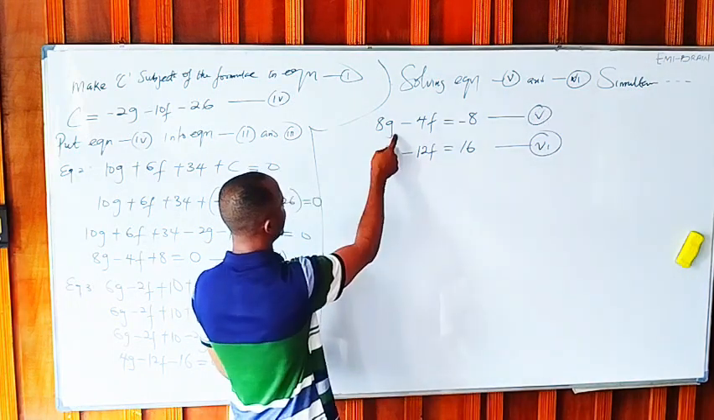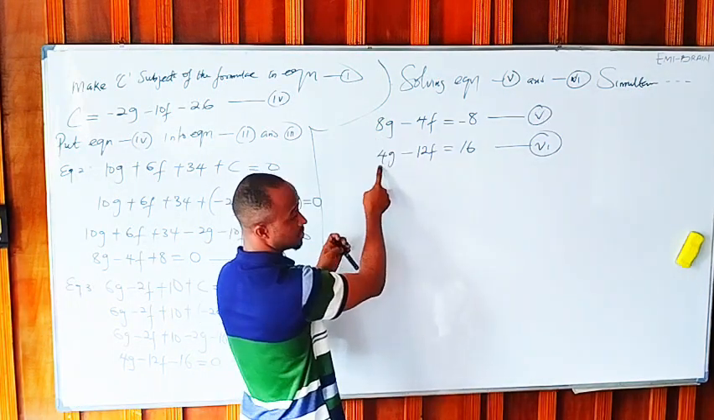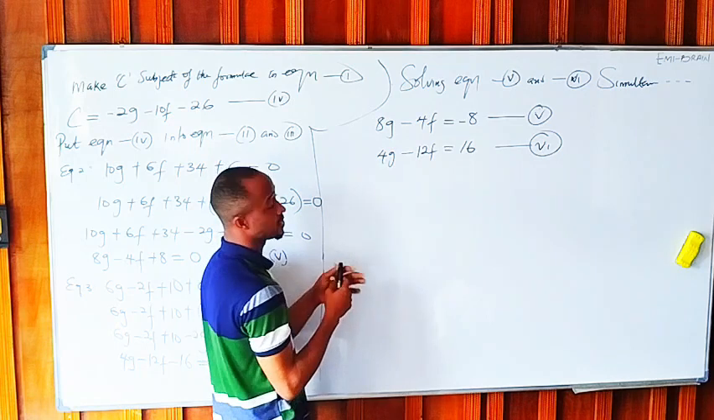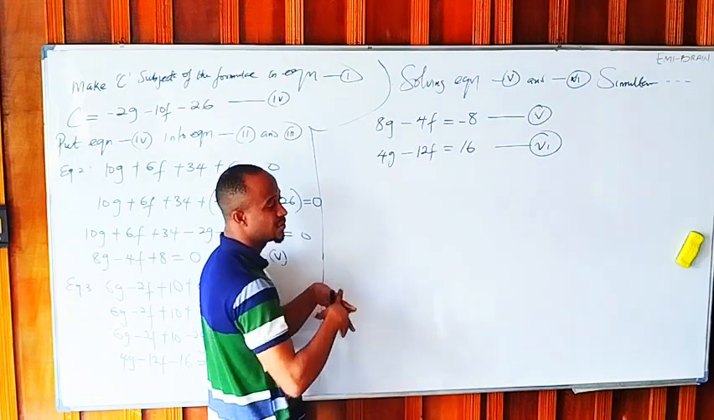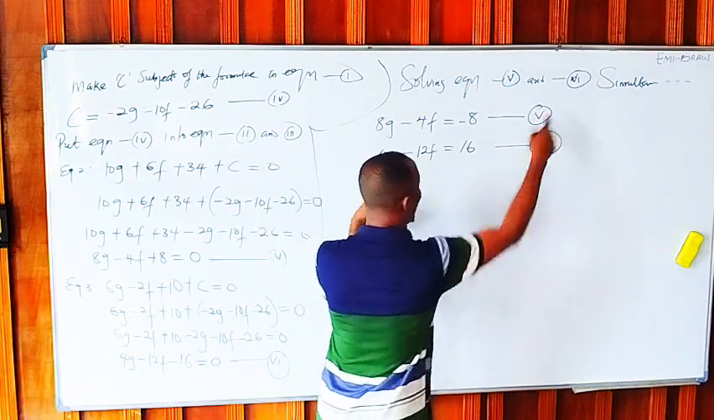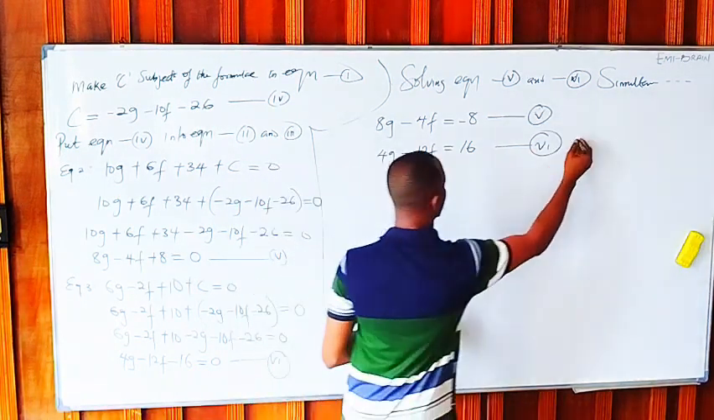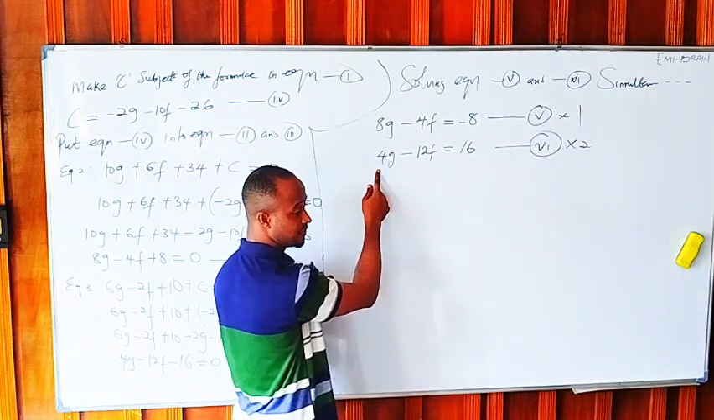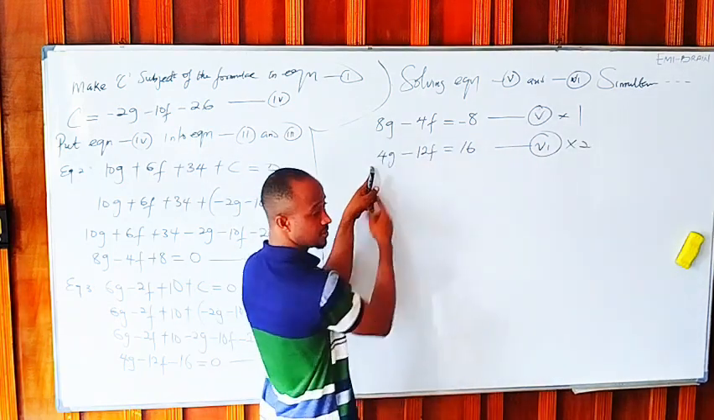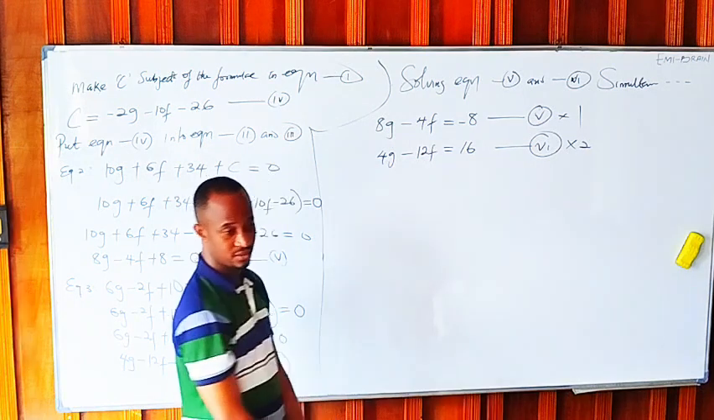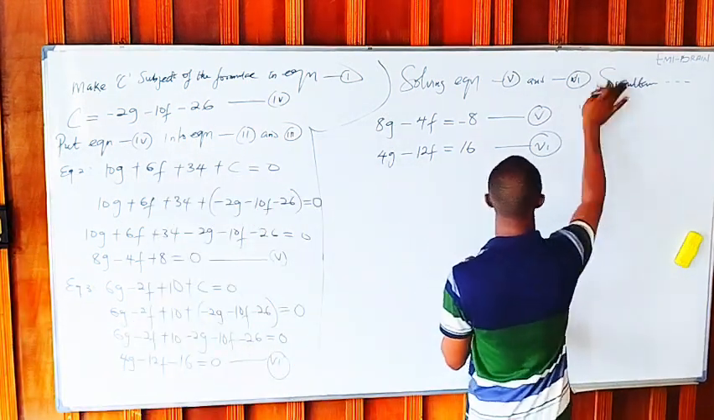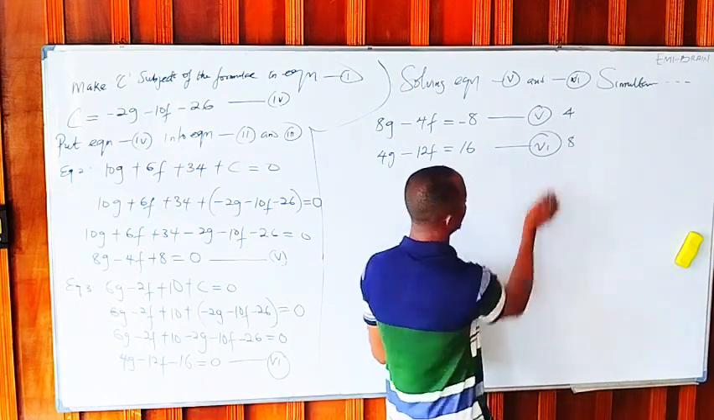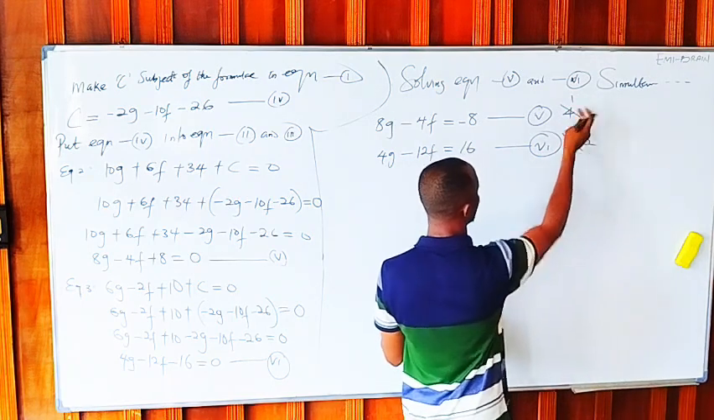What is the coefficient of g here? 8. And here is what? I'll look for a means to make them have the same coefficient by multiplying by something. Let's multiply this by 2, this by 1. What is 2 times 4? 8. What is 1 times 8? 8. Is it making sense? Or multiply this by 4 and this by 8. 4 here is 1, 4 here is 2. So this by 1, this by 2.